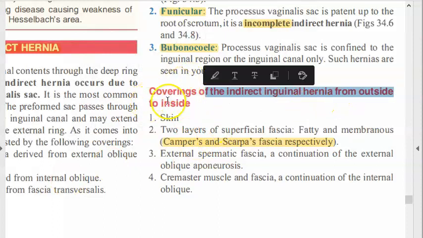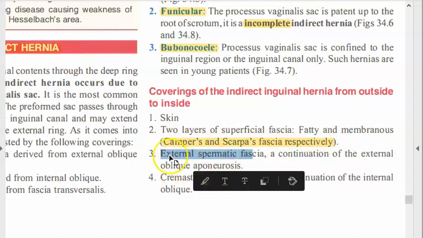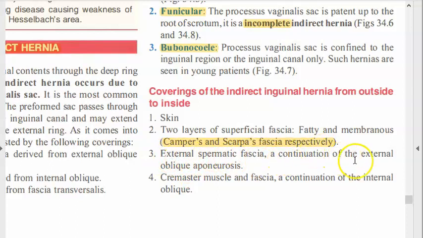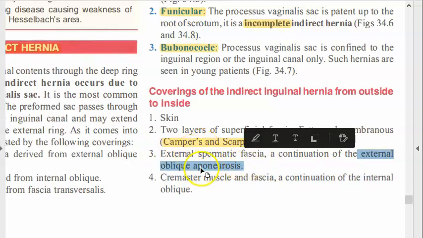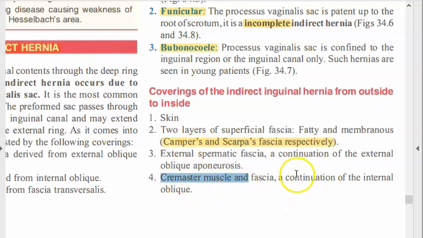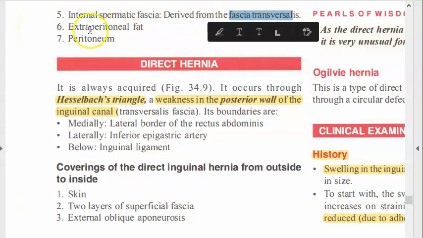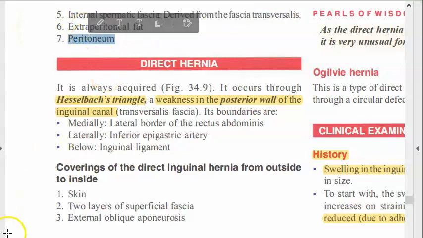So now let us say there is an indirect inguinal hernia. Now from outside to inside, what all will you see? First you will get skin, obviously, even small children will say from outside you will get skin. After that you will get 2 layers of superficial fascia, that is the Camper's and the Scarpa's fascia, fatty and membranous fascia. Then what will you get? External spermatic fascia, the same thing, external oblique aponeurosis, right? That external ring is there, the superficial ring. Then you have the cremaster muscle and fascia, a continuation of the internal oblique. Then you have the internal spermatic fascia, that is from the fascia transversalis. Then you have the extraperitoneal fat, and then you have the peritoneum.